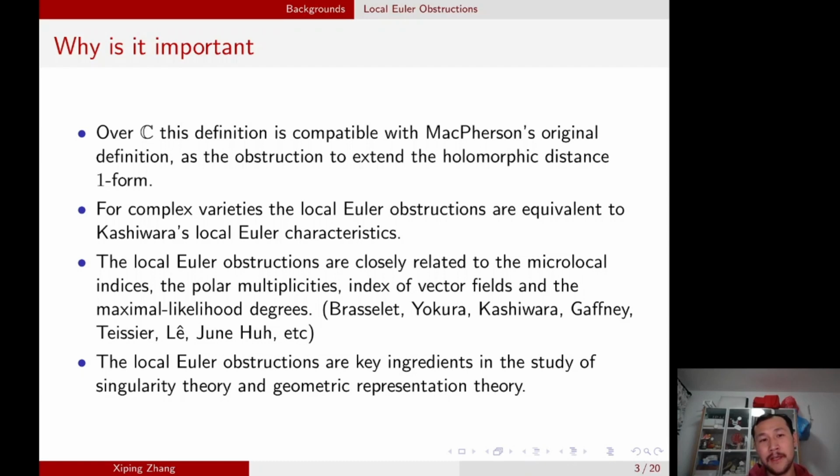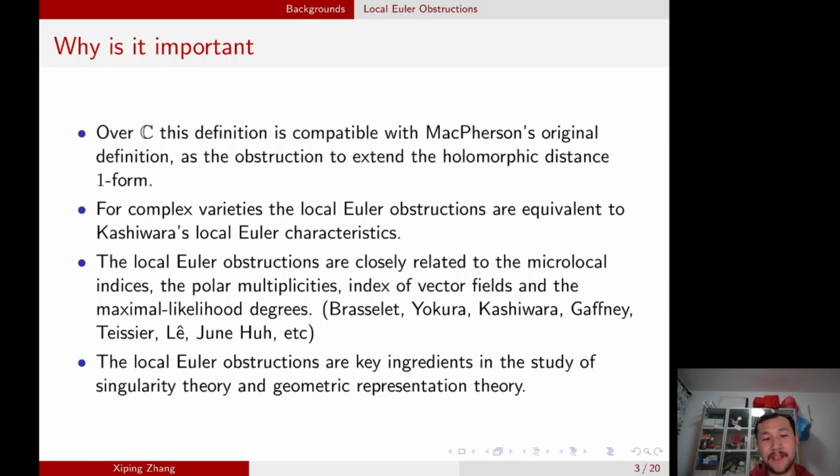Later, for complex varieties, it was proved by Brylinski, Dubson, and Kashiwara that MacPherson's local obstructions are equivalent to Kashiwara's local Euler characteristics defined in his D-module theory. By their index theorem, the local obstructions are closely related with the microlocal indices and the stalk Euler characteristic of constructible sheaves. And by the work of Gaffney and Teissier, you can see that the local obstructions are related with the polar multiplicities. Also Brasselet's work has shown that the local obstructions are equivalent to the indices of conical vector fields.